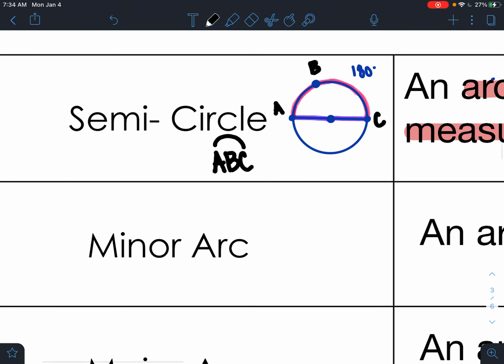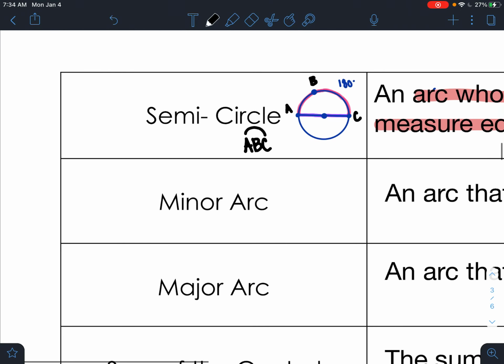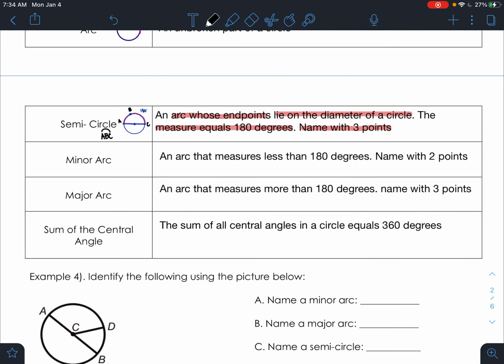Okay. Now, I could also name it CBA. That's fine. All right. So the order, as long as B is in the middle, it doesn't matter. So a semicircle is an arc that measures 180 degrees. All right. So then our next two are minor arc and major arc.